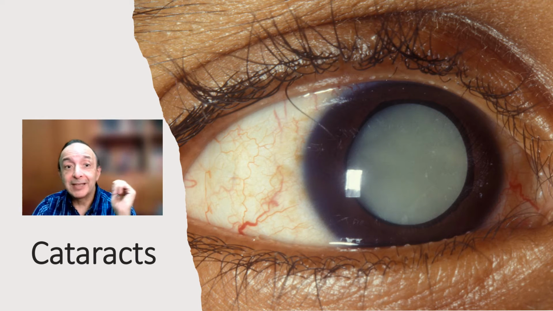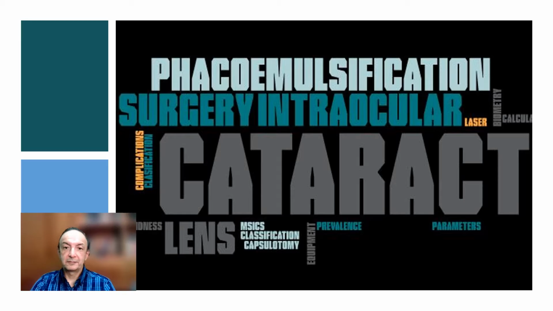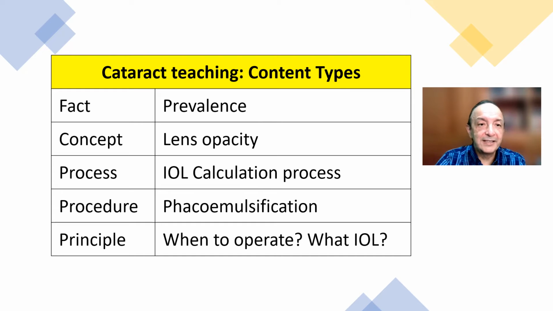Cataract is a fundamental aspect to teach to ophthalmologists. As you all well know, many things must be taught in order to properly train an eye surgeon to approach these cases in a safe and efficient way. And these aspects should be classified according to the content characteristics.